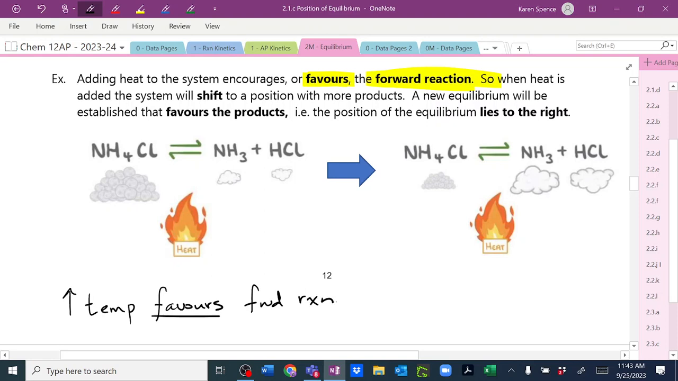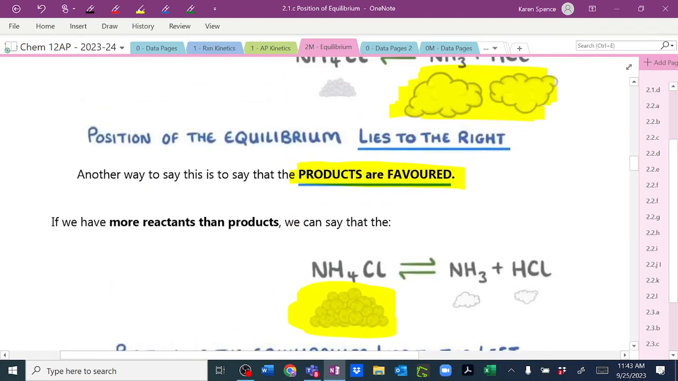That means that the forward, yes. Yes. Yes. Yes.